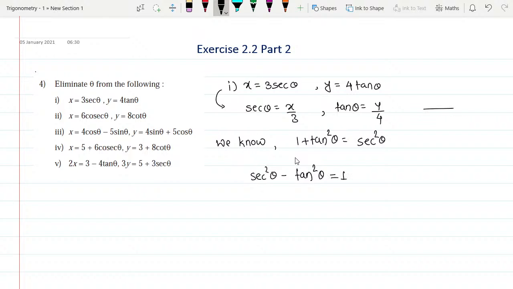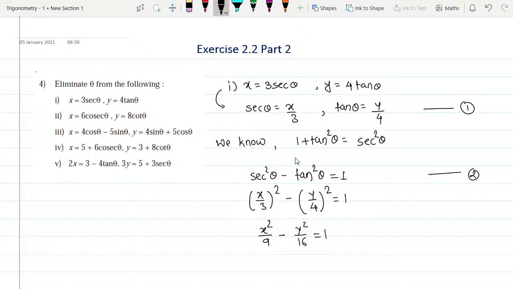Now just substitute the values of equation number 1 in equation number 2. So what will you get? Sec theta is nothing but x by 3, so this will become x by 3 whole square minus tan, which is y by 4, squared, equals 1. Simplify this. So this will be x square by 9 minus y square by 16 equals 1. That's it. This is your answer. No need to solve further. If you want to solve further, no problem, you can always solve this.